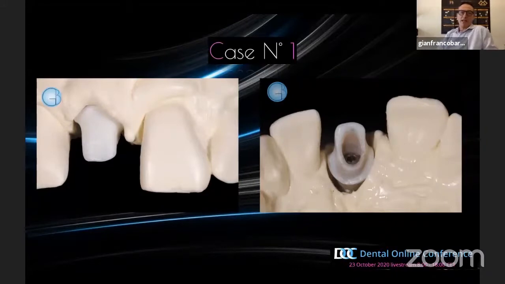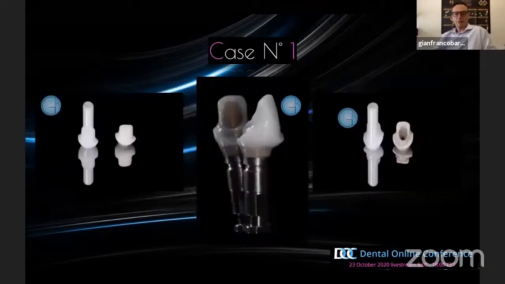In this case, we decided to do a cemented crown for two reasons. The first was because the screw channel was just a little bit vestibular. The second, the dentist and I decided to have much more material in the crown. This is our result.